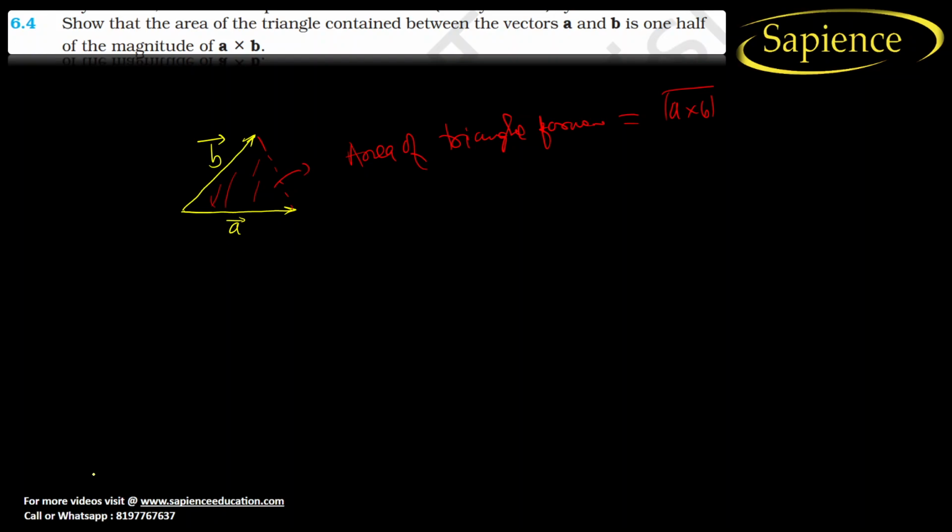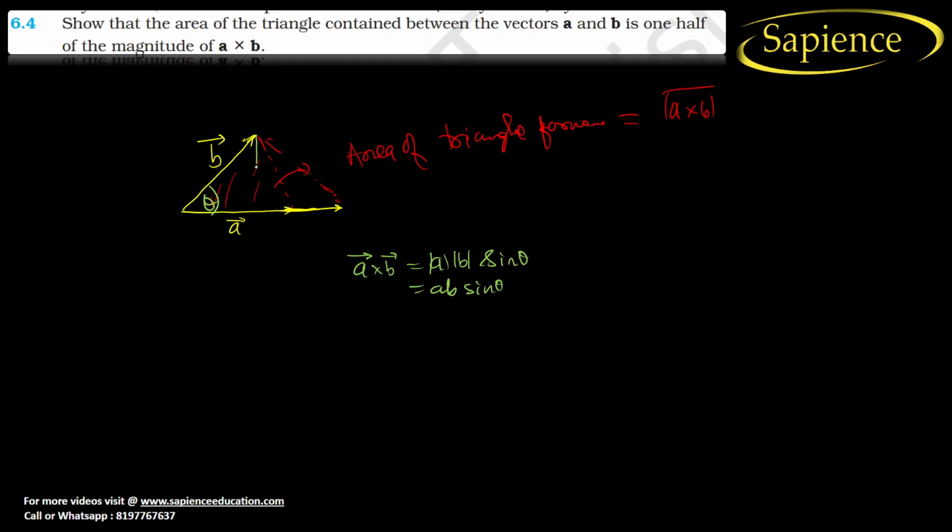Now how will we be able to prove this? Let us make this a bit bigger like this so that you will be able to understand. This is the area; we need to find the area. Now if the angle between vector A and vector B is theta, then A cross B is equal to magnitude of A into magnitude of B into sine theta, that is AB sine theta.